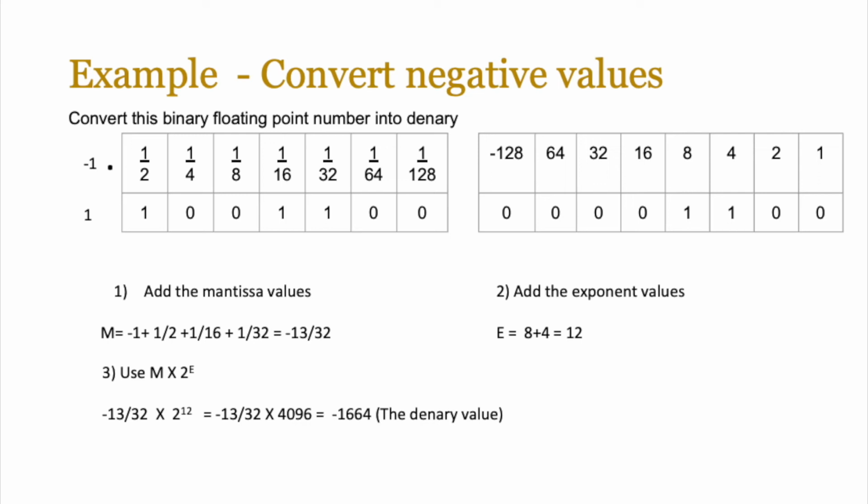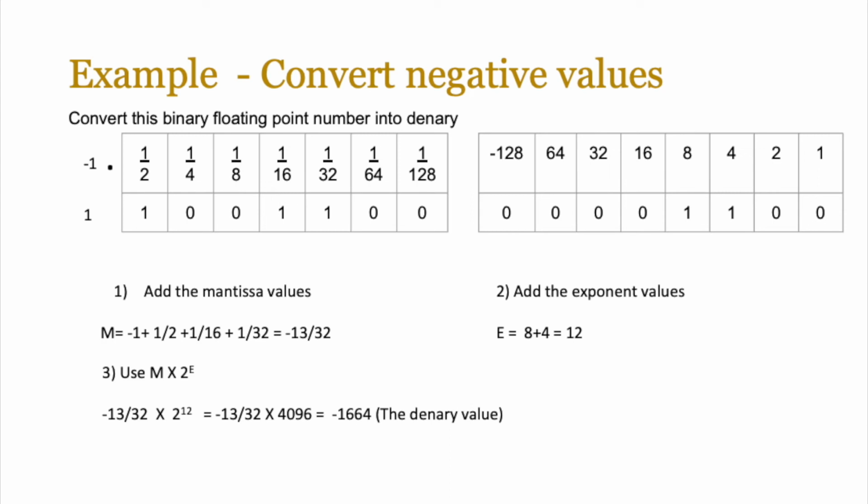So here you see another binary floating point number. We need to convert it into denary. And using method 1, we can use the same kind of technique. So write down all the headings, put the binary floating point values in the right place. We can add the exponent values. In this case, it's 8 plus 4, which is 12. And we can add the mantissa values, which are 1 in -1.